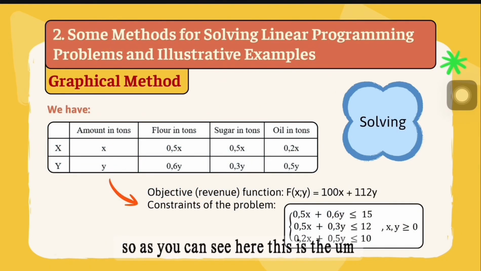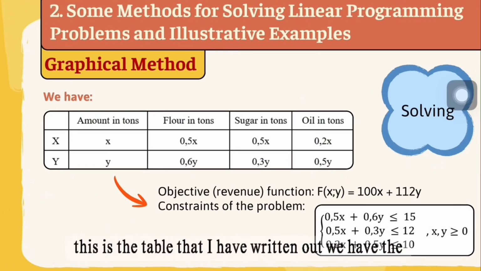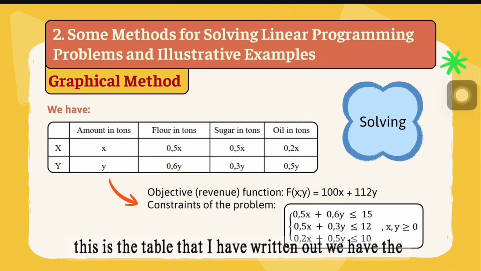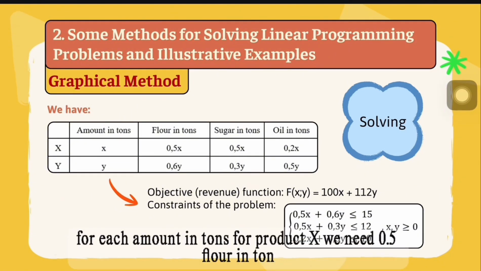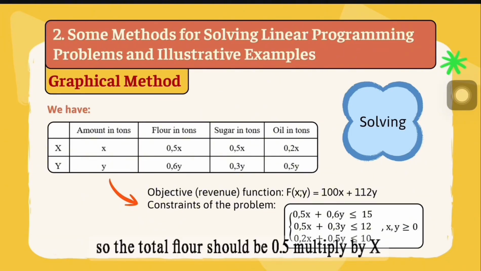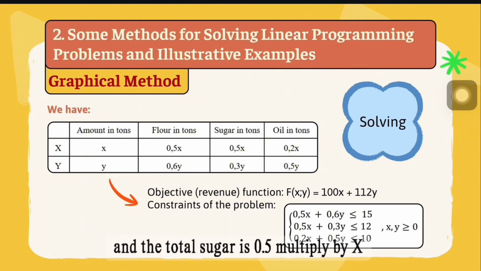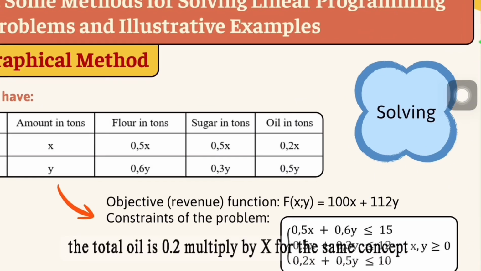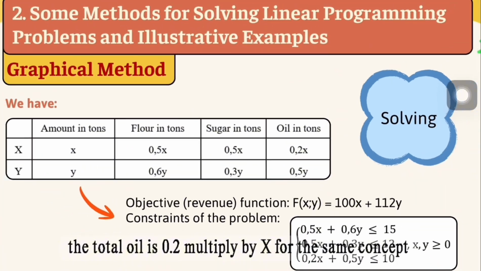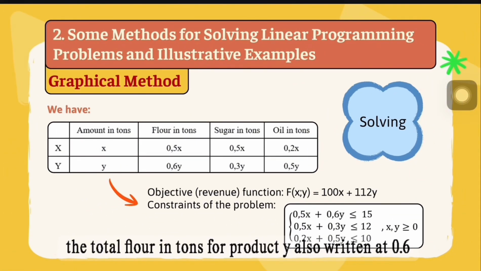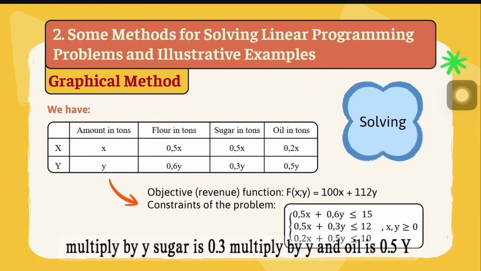So as you can see here, this is the table that I have written out. For each amount in tons of product X, we need 0.5 tons of flour. So the total flour should be 0.5 multiplied by X, and the total sugar is 0.5 multiplied by X. The total oil is 0.2 multiplied by X. For the same concept, the total flour in tons for product Y is written as 0.6 multiplied by Y. Sugar is 0.3 multiplied by Y, and oil is 0.5Y.